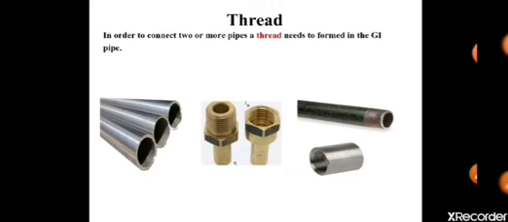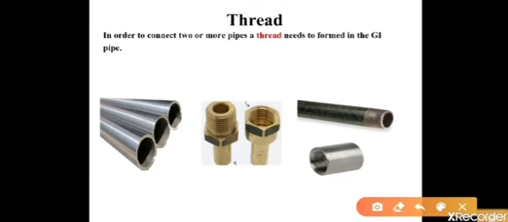Now we will discuss more about how the connection of two or more pipes is done. For that we need to know more about the threads. Basically, in order to connect two or more pipes, a thread needs to be formed in the pipe. Now what is a thread? As you can see in the picture, there are many circular rings around the pipe that are formed using a specific kind of tool which we will discuss later in the chapter. So basically these are the threads.